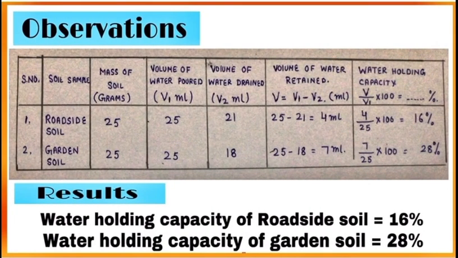Put all these values in the table given and calculate the water holding capacity of each sample as done for you in the table. Then write results. Water holding capacity of roadside soil is 16% and water holding capacity of garden soil is 28%. So, garden soil can hold more water than roadside soil.